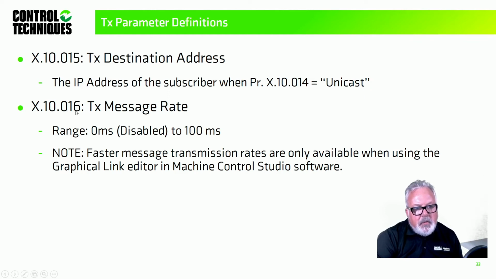And then finally, we choose the message rate. So 0 is disabled to 100 milliseconds. Now you may recall earlier that I discussed cyclic message transmission in the microsecond range. That is not an option with factory fit modules. About the minimum you can go down to is 4 milliseconds, I would say. That's a safe message transmission rate. So again, if you want to get down in the microsecond range, which I'll show you tomorrow, we use Machine Control Studio and an MCI 210 to do that.